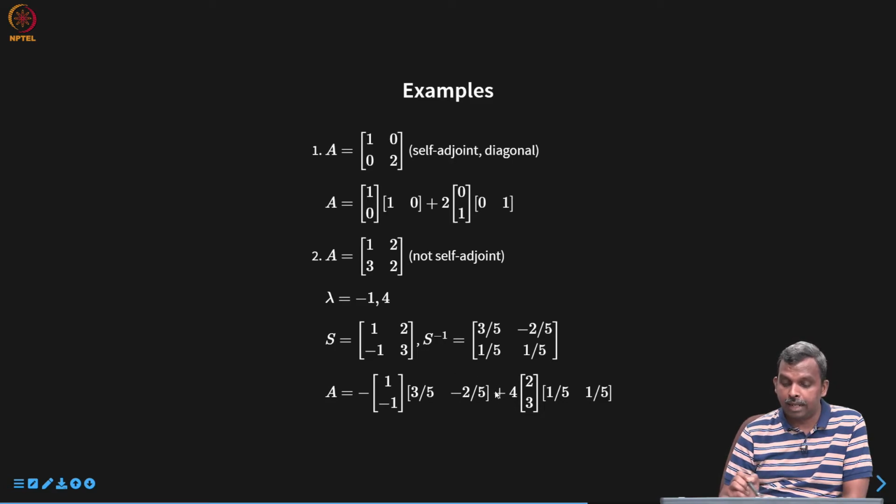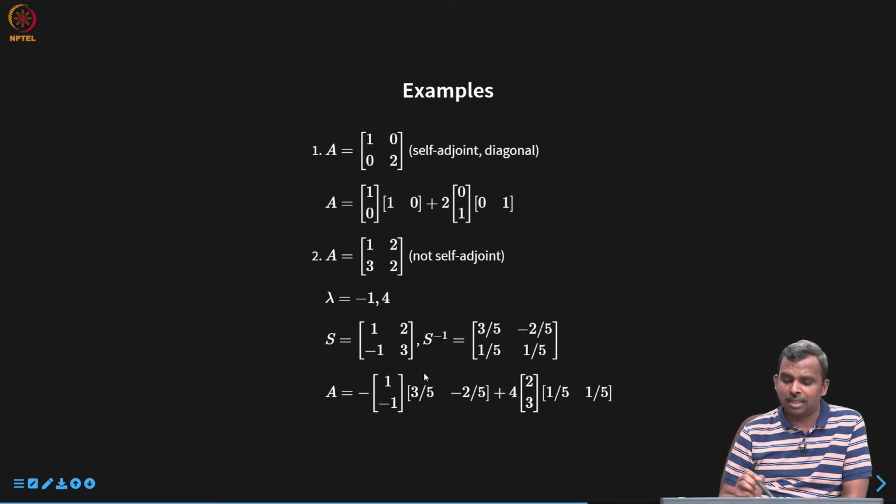Plus the second eigenvalue, right? Second eigenvalue times the second column of S and the second row of S inverse, right? So that's what I've written. You can check that this is actually equal to 1, 2, 3, 2. Okay, it's quite easy to check.